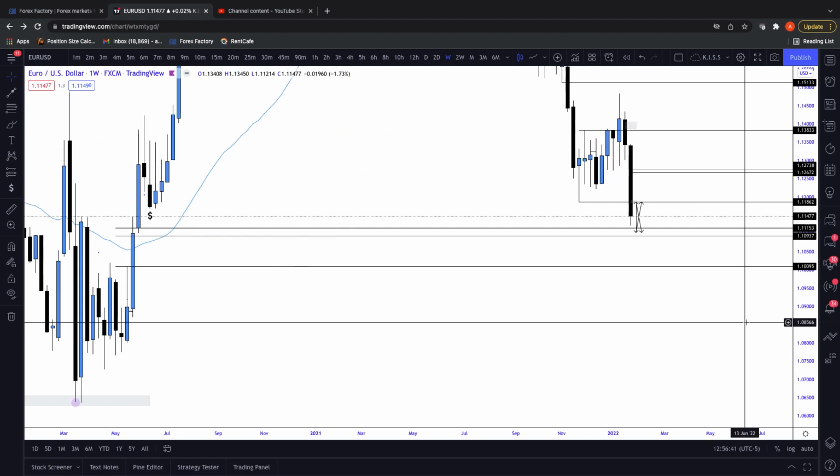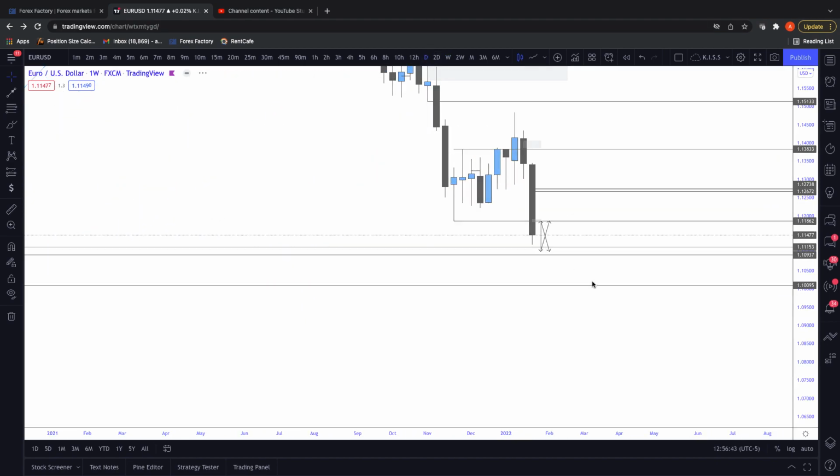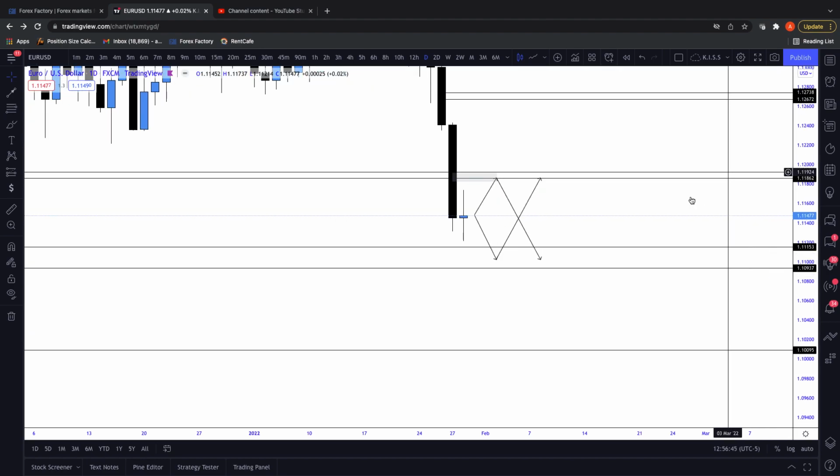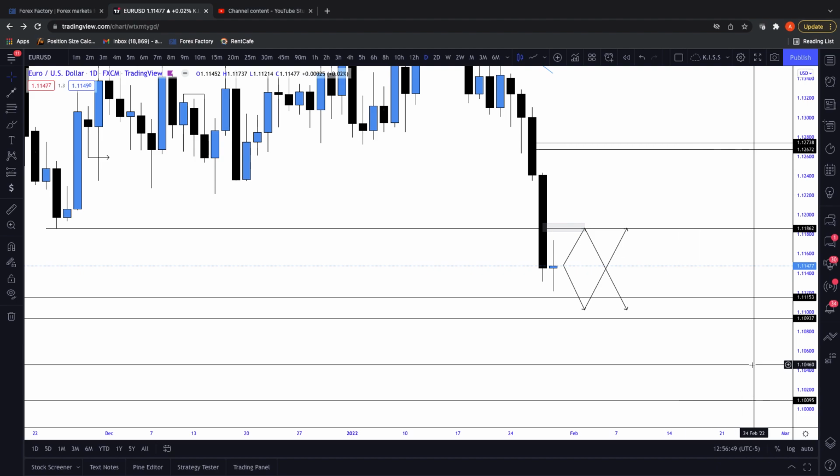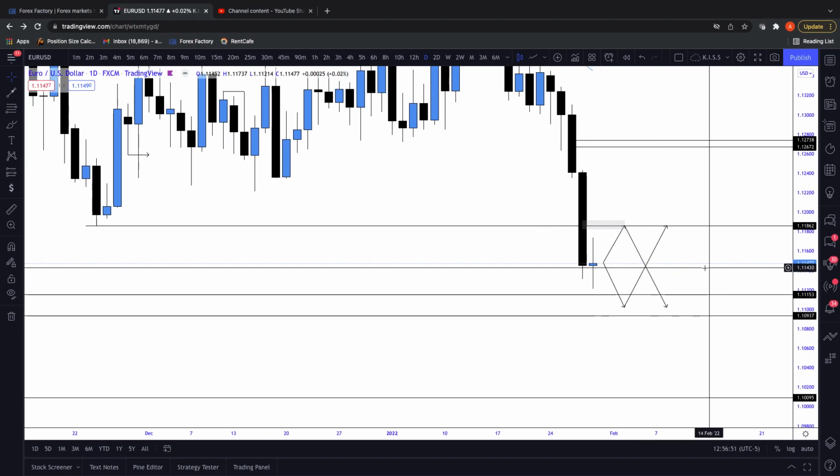Particularly at the beginning of the week relative to how we closed the prior week. Okay, so in my mind, it's pretty straightforward. I hope you mark these levels off.